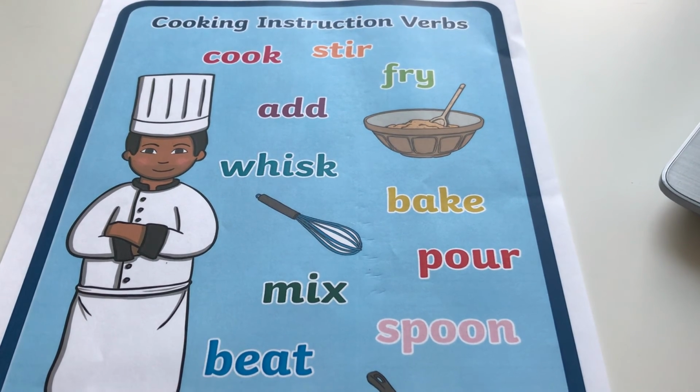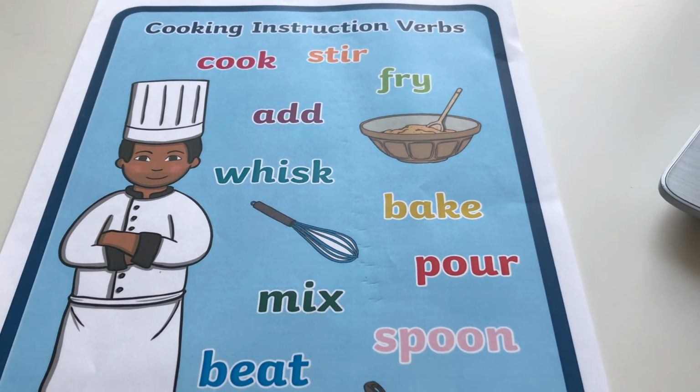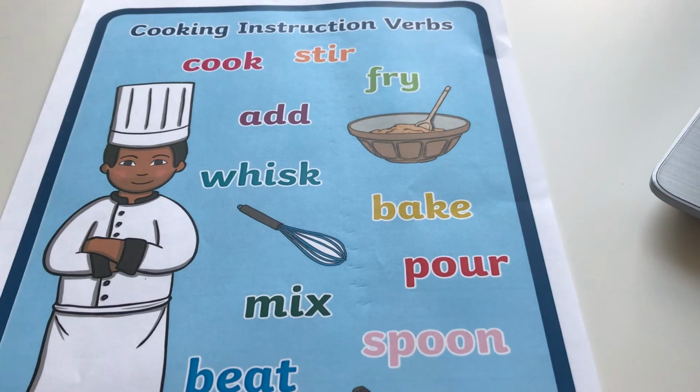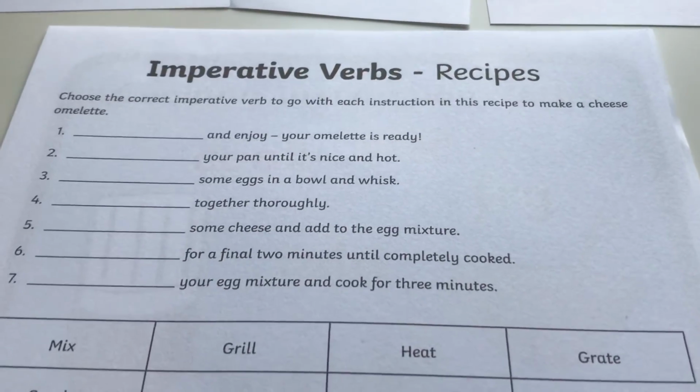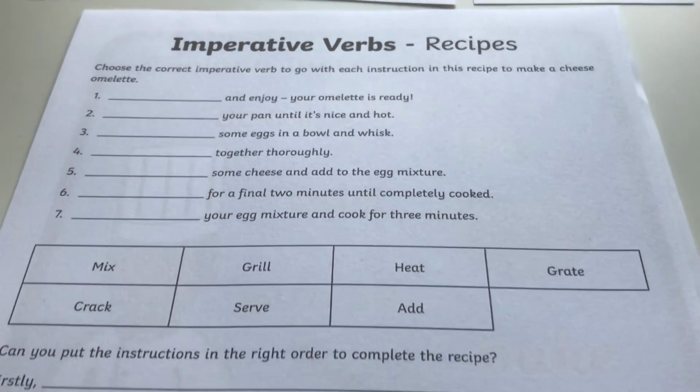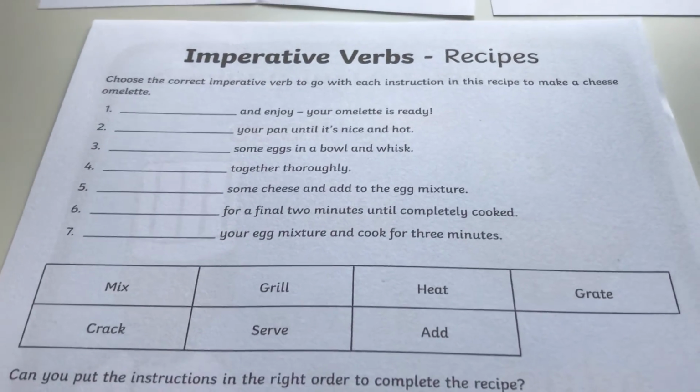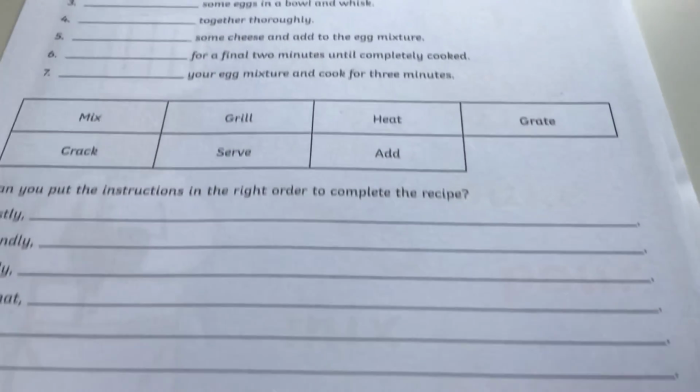Well done, everybody. So on Class Dojo, there is an activity called Imperative Verbs Recipes. Either download it and print it if you can. If you can't, you can still just write the answers down as single words and sentences on a piece of paper.